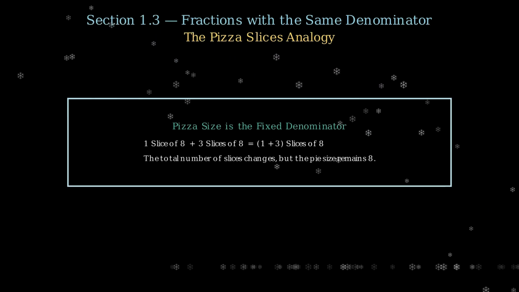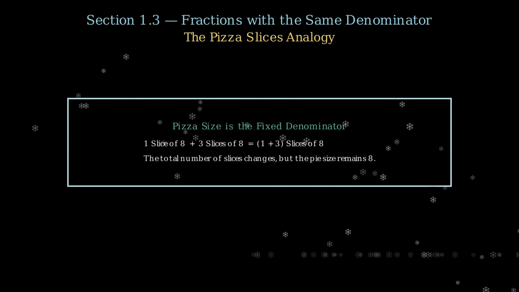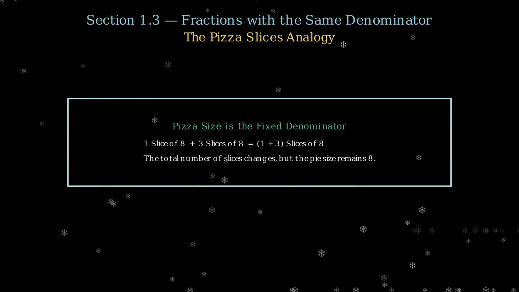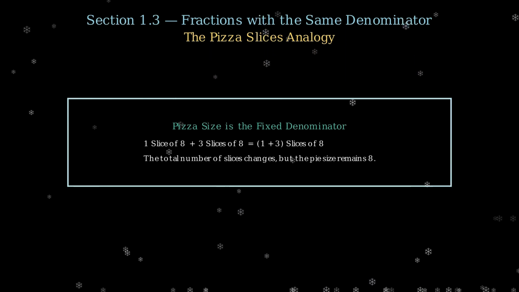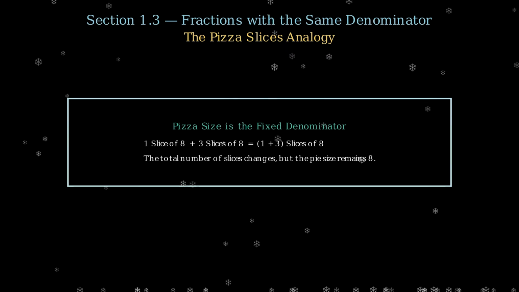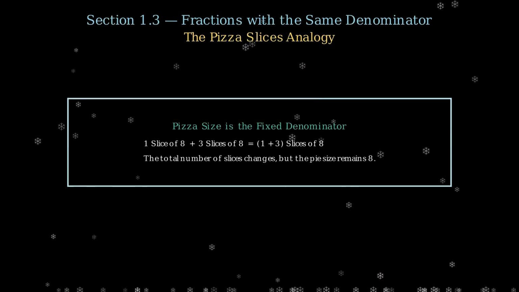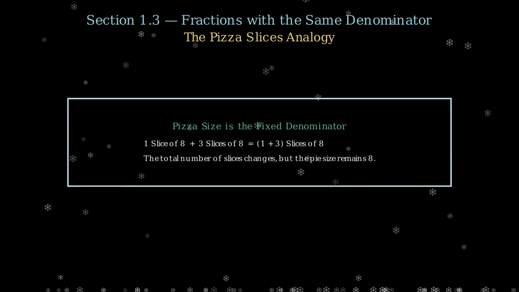The denominator tells you how many slices make up a whole pizza pie. If you have 1 slice out of 8, and add 3 more slices out of the same 8, the size of each slice does not change. You simply have 1 plus 3, which equals 4 slices out of 8 in total.